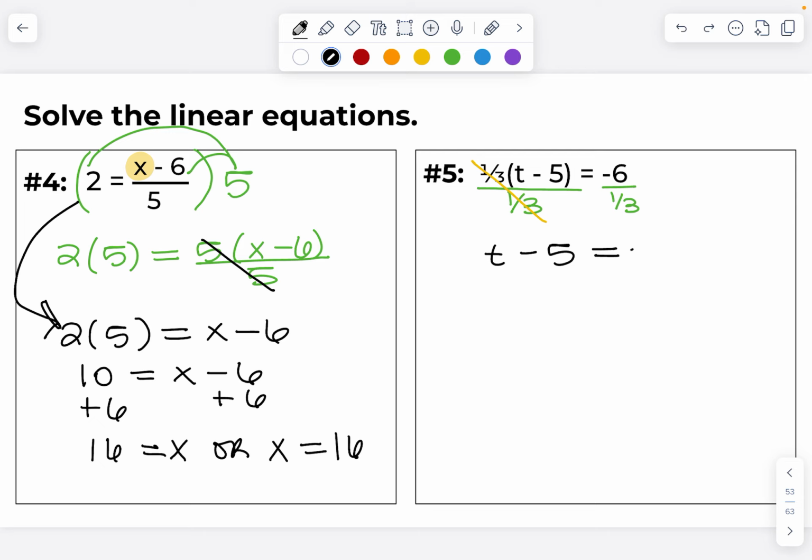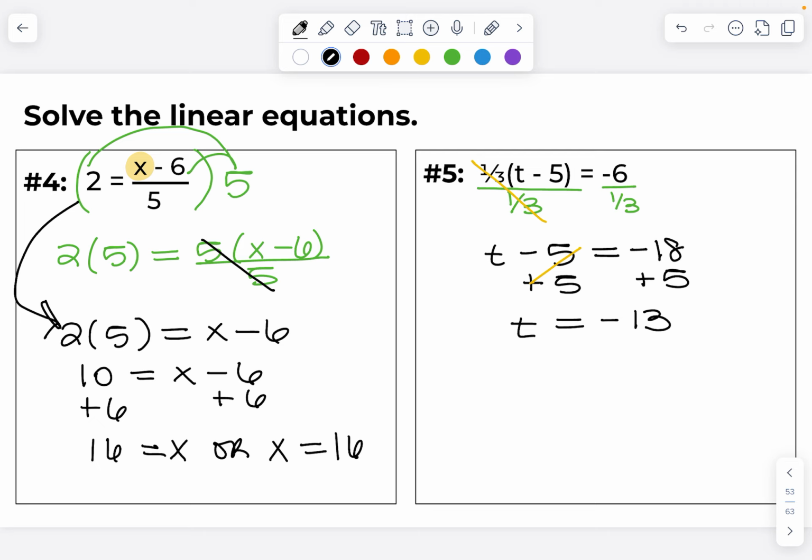I forgot my negative sign. Sorry, guys. Negative 18. Okay, so this is not the answer, but that is how we can simplify this one. We can just divide by that fraction. Then we're one step away, and that one step is to add 5 to get t by itself. So when we do that, t equals negative 18 plus 5, which gives me a negative 13 for my value for t.